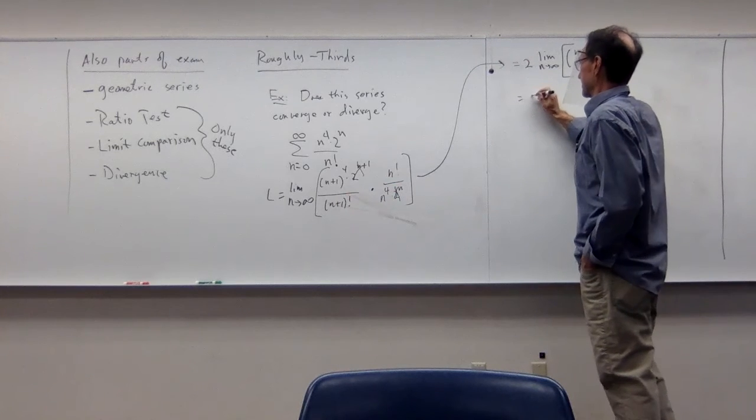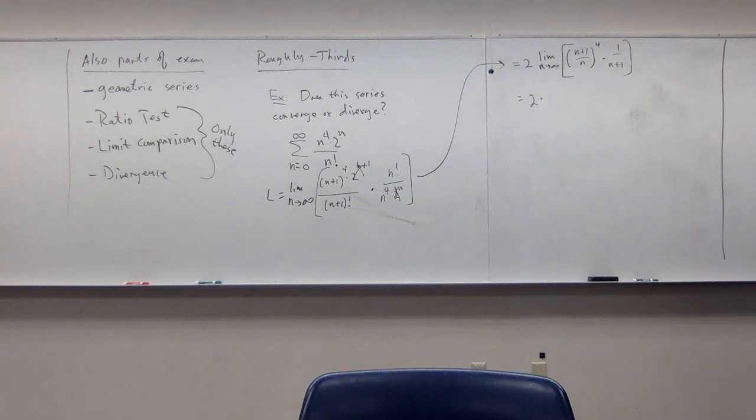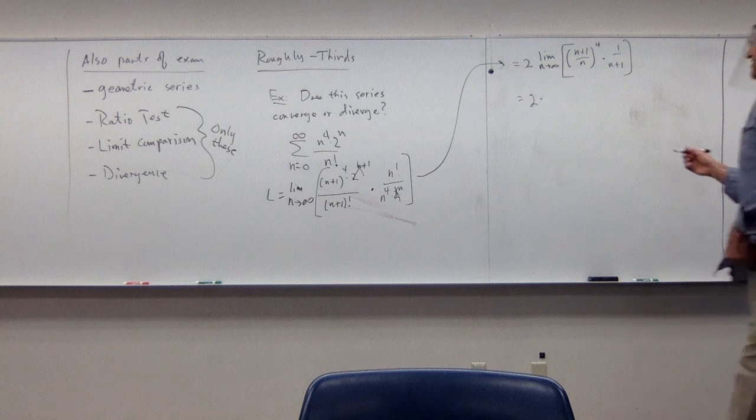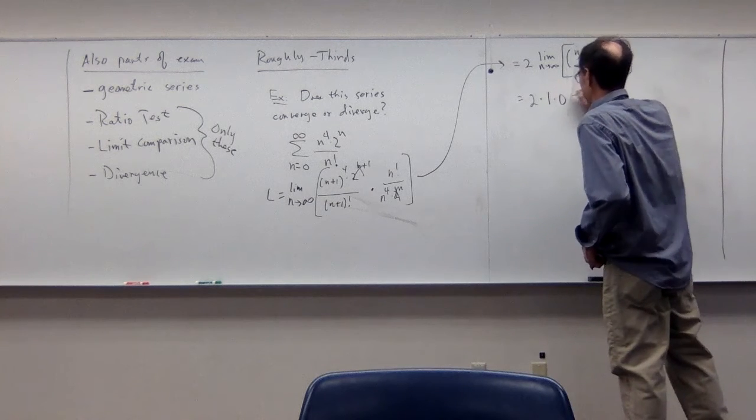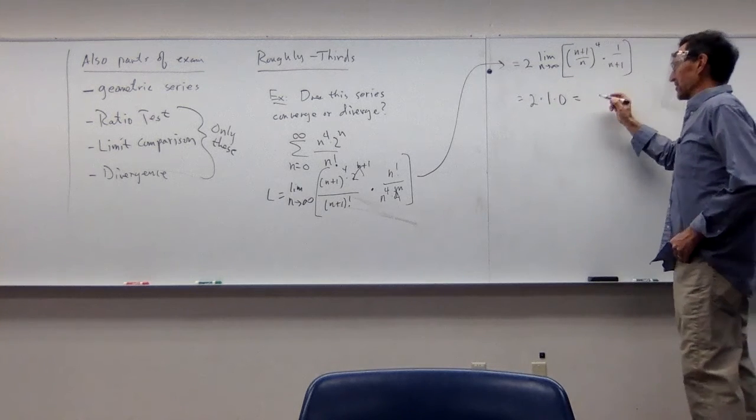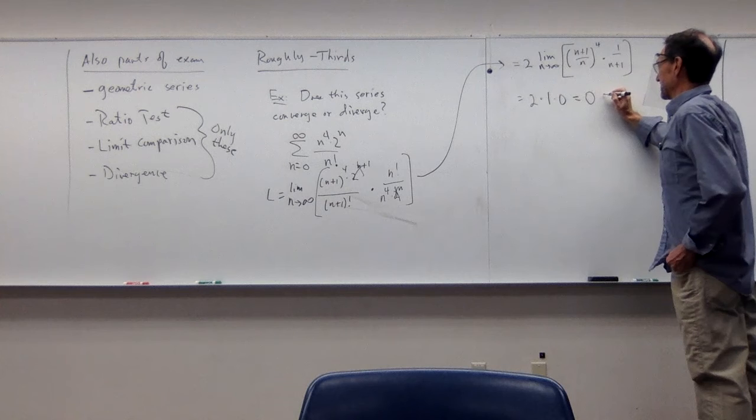What's that limit? The limit of a product is the product of the limits if they both exist. So the first one, n+1 over n to the 4th, does that have a limit? Yeah, what is it, Emma? 1. Second one, does it have a limit? What is it? 0. They both exist, so the limit of the product exists. 2 times 1 times 0. What does that make? 0. I know, no calculator. And 0, this is the ratio test.